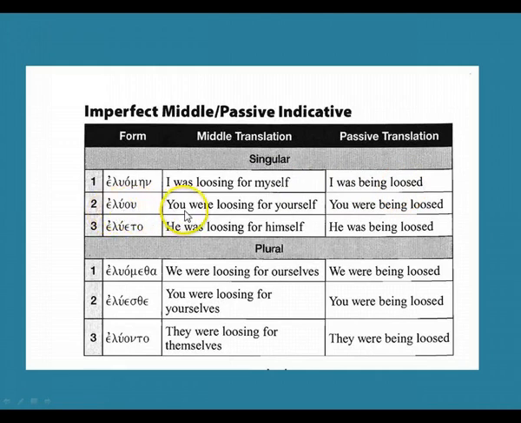Eluou, you were loosing for yourself, or you were being loosed. Eluveto, he was loosing for himself, he was being loosed. Eluometha, we were loosing for ourselves, or we were being loosed. Eluesthe, you were loosing for yourselves, or you were being loosed. Eluonto, they were loosing for themselves, they were being loosed. And that's it for the imperfect forms.